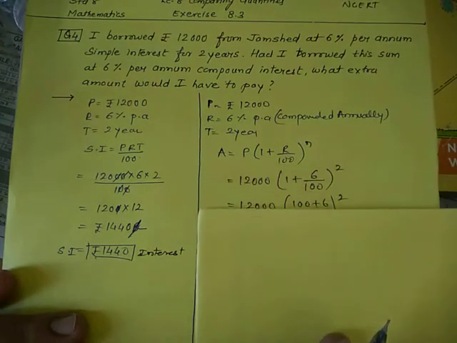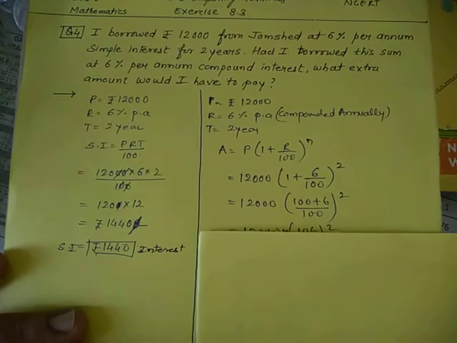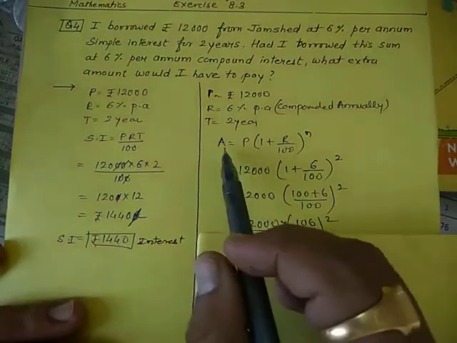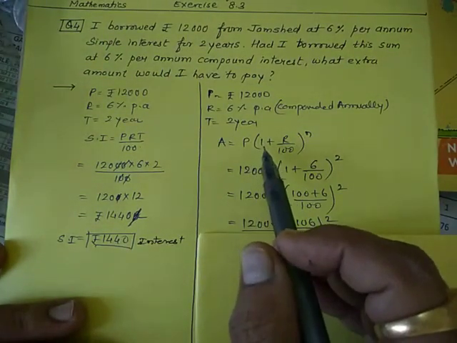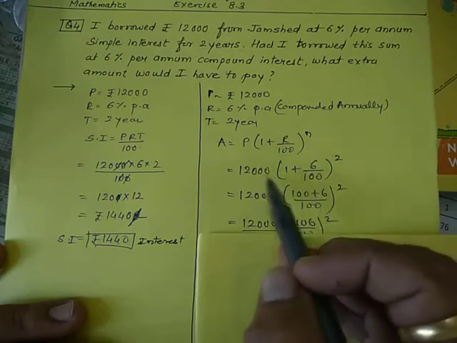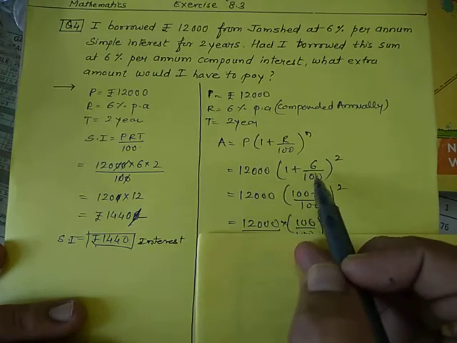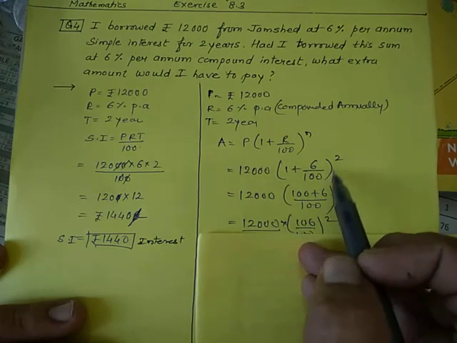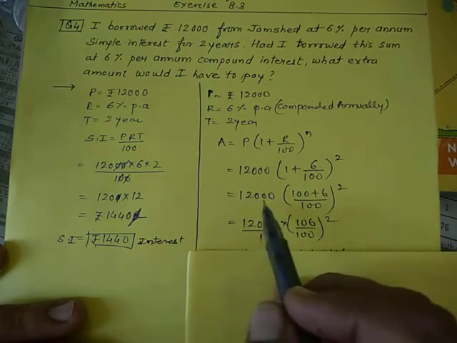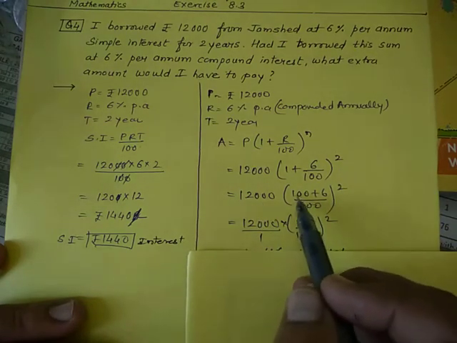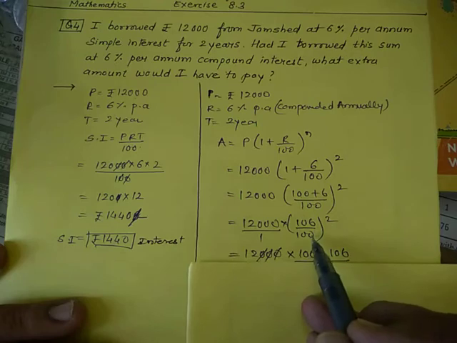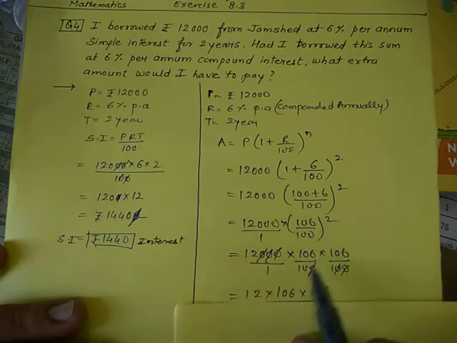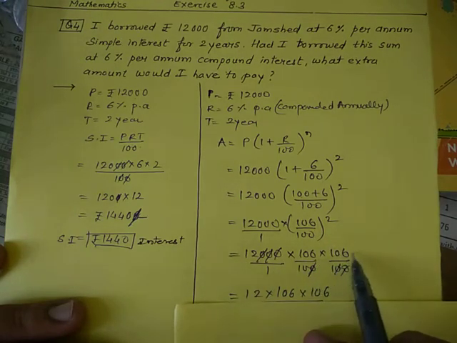Same way they are asking that if same amount, same rate, compound interest and compounded annually. Okay, so if it is compounded annually, then the amount method: amount equals P times 1 plus rate upon 100 raised to n. So 12,000 times 1 plus 6 by 100 raised to 2. So if I find the LCM, 100 plus 6, it will become 106 upon 100 raised to 2. So 12,000 times 106 into 106.